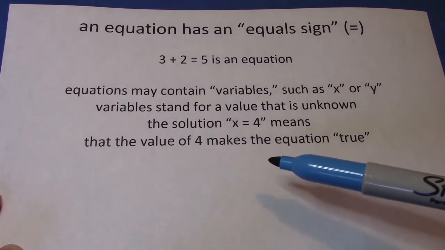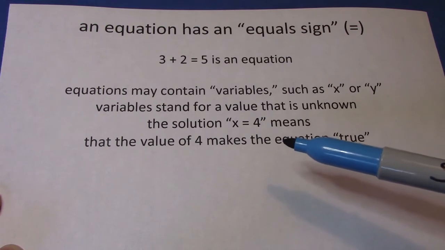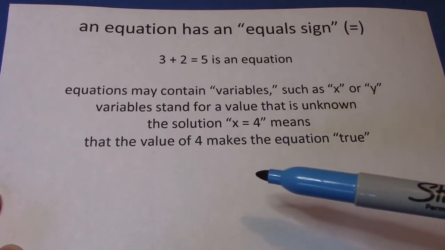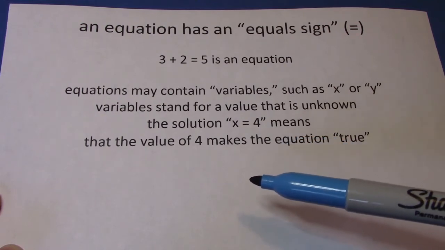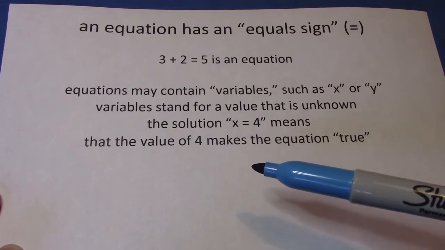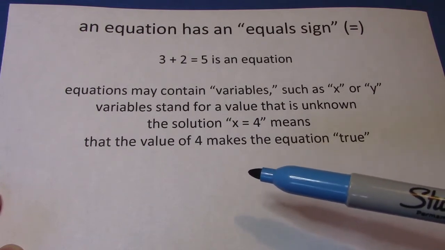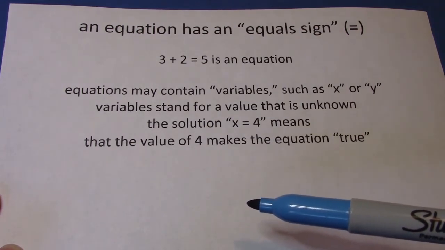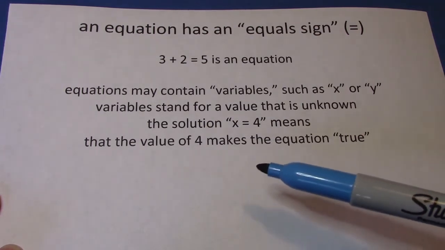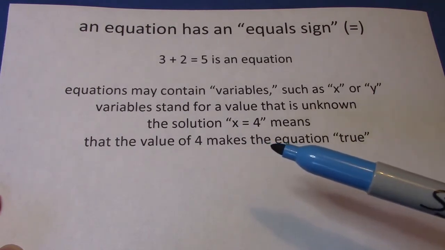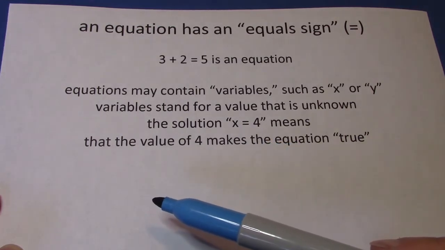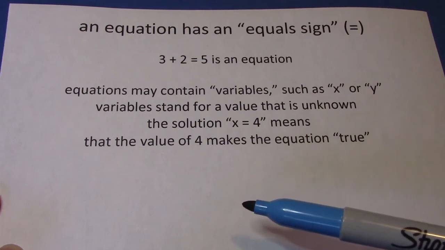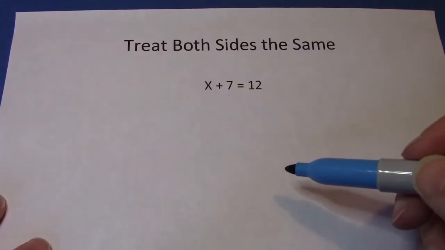Equations may contain variables, such as x or y. A variable can be any letter or symbol that stands for a specific value that is unknown. We solve equations to find the value of the variables, making known what is unknown. Therefore, the solution should be something like x equals 4, which means that the value of 4 makes the equation true.